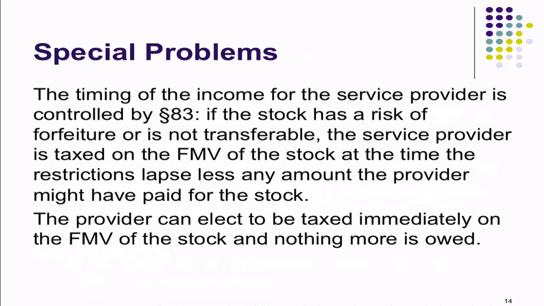And the timing of income is controlled by Section 83. So what am I talking about? Section 83 says if the stock I get back as a service provider has a risk of forfeiture, or it's not transferable, I can't do anything with it, I'm taxed on the fair market value of the stock at the time the restrictions lapse, not right away. So in other words, let me explain. I get stock back, and there's a timing issue involved with the stock that I get back from the corporation for the services I provide. That timing issue says, well, you don't get the stock right away. It doesn't vest right away until all the services you're providing for us.